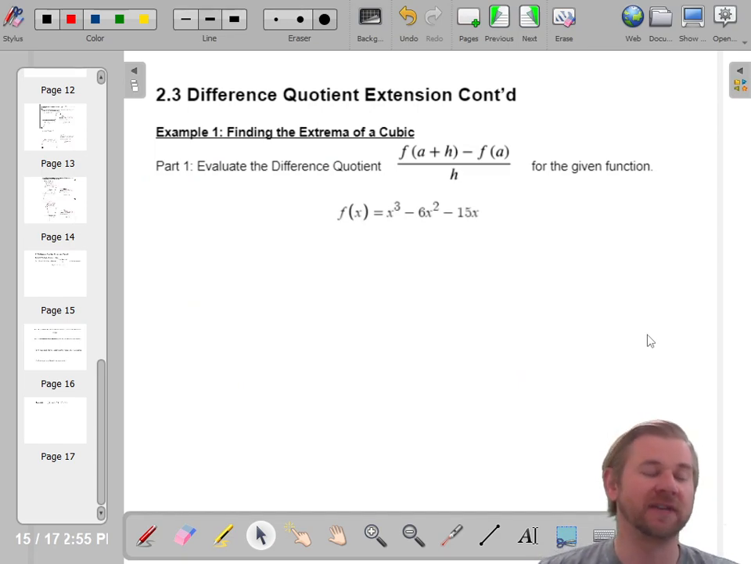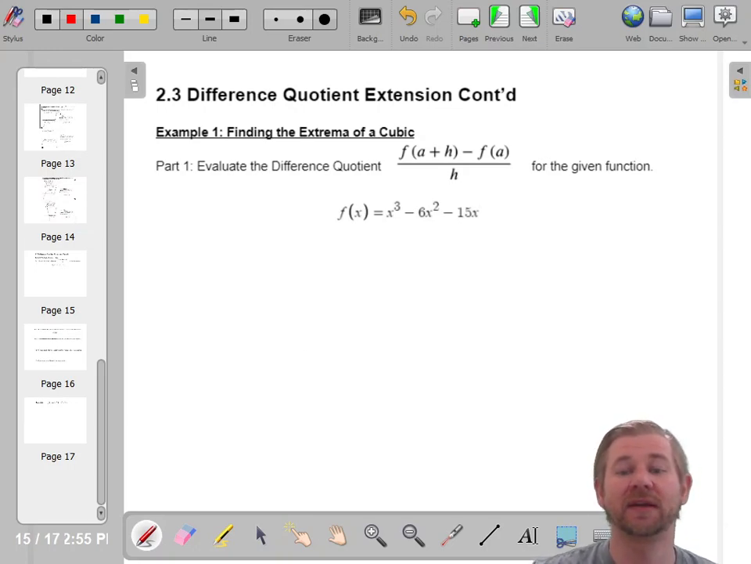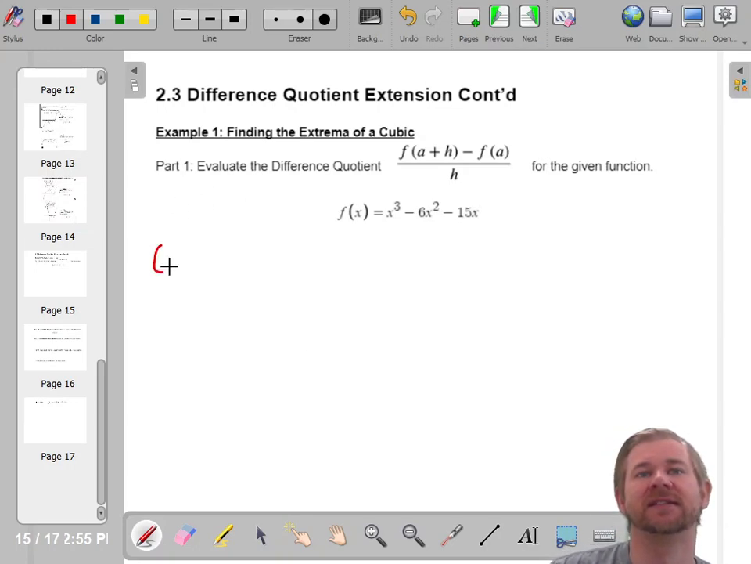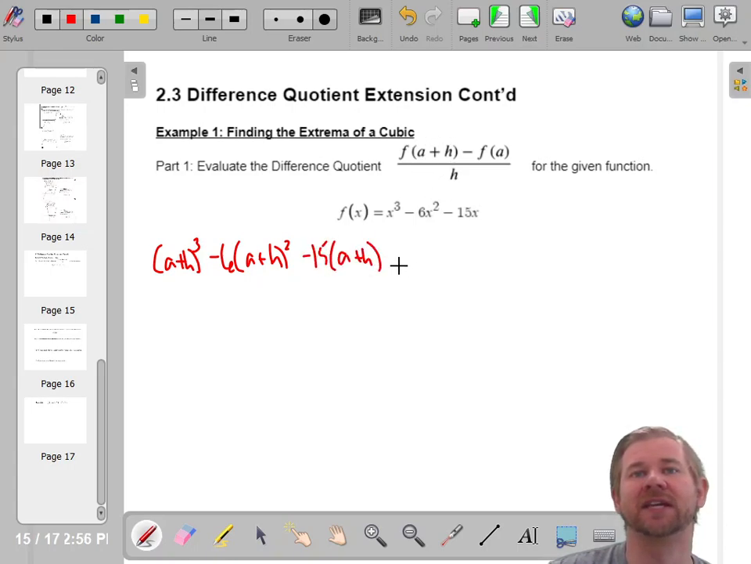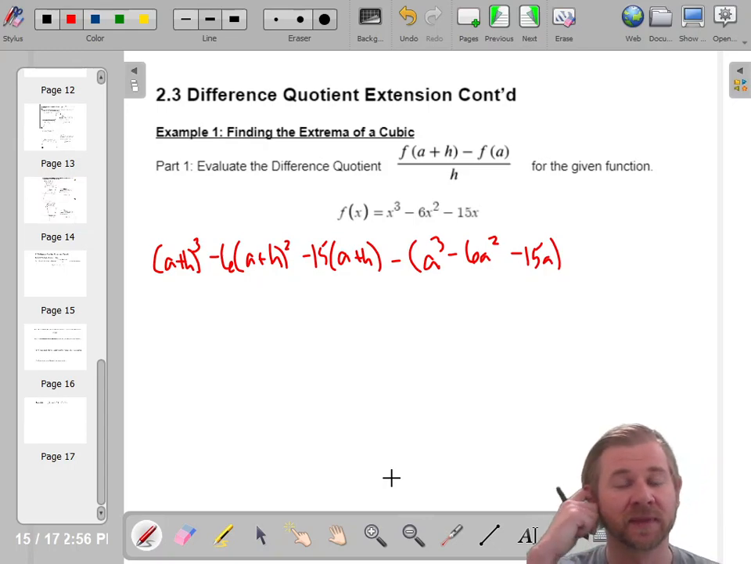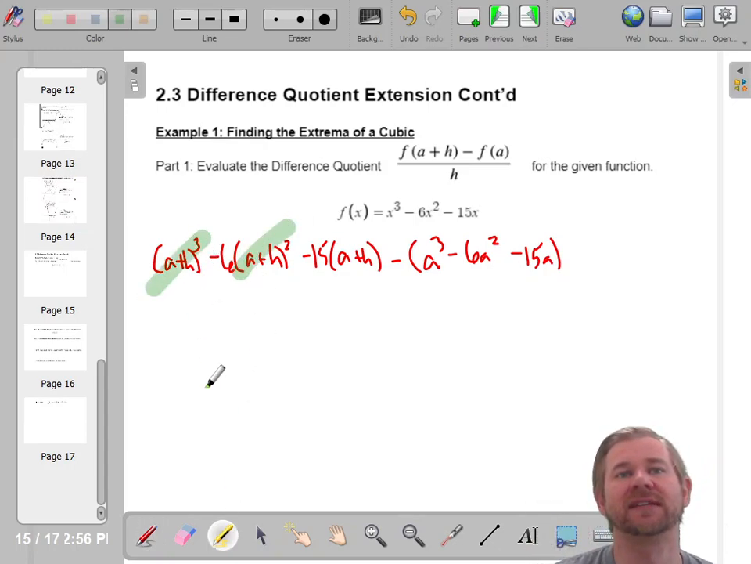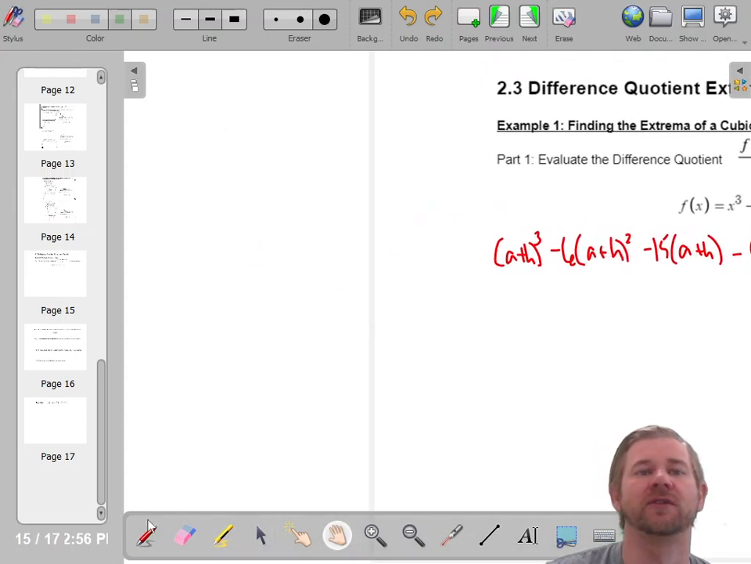In order to do this, you need to find the difference quotient, and I'll help you with the setup, and then I'm going to do a little sidebar here. For the setup, remember for the difference quotient, this is a plus h cubed minus 6 times a plus h squared minus 15 times a plus h. That's f of a plus h minus f of a, which would be a cubed minus 6a squared minus 15a. Because I'm going to have to do this in pretty much every problem, I'm going to take a little minute here and figure those things out.